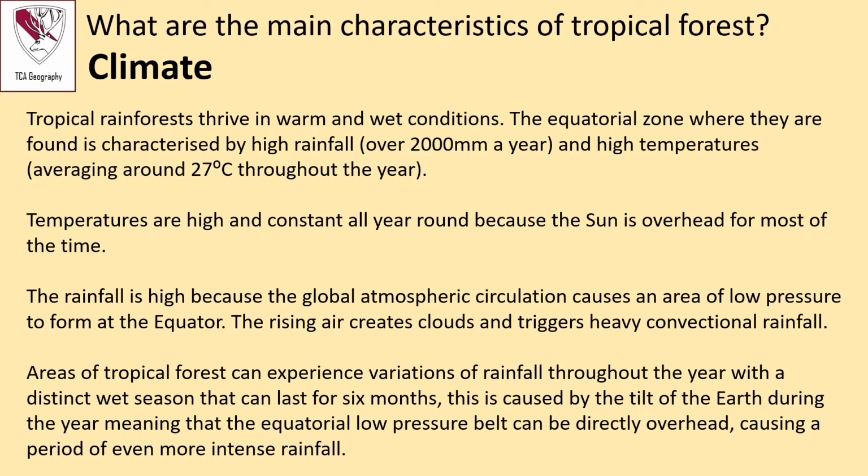Areas of tropical forest can experience variations of rainfall throughout the year with a distinct wet season that can last for 6 months. This is caused by the tilt of the Earth during the year, meaning that the equatorial low pressure belt can be directly overhead, causing a period of even more intense rainfall.